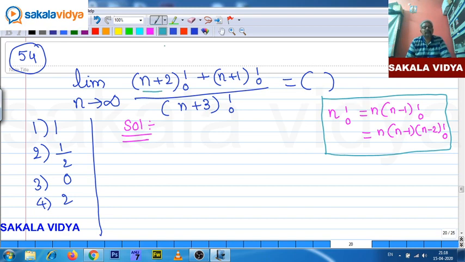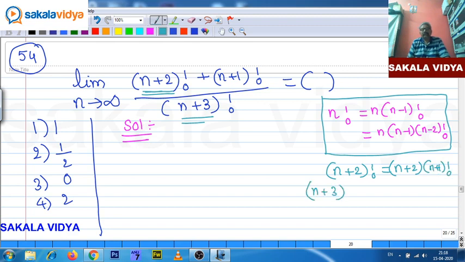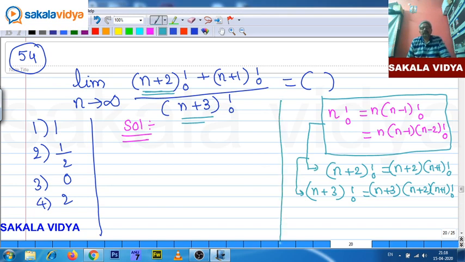Using this shifting property, this solution can be written like this. This (n plus 2) factorial can be written as (n plus 2) into (n plus 1) factorial, whereas (n plus 3) factorial we can write as (n plus 3) into (n plus 2) into (n plus 1) factorial. So, using this concept, now let us solve the problem.